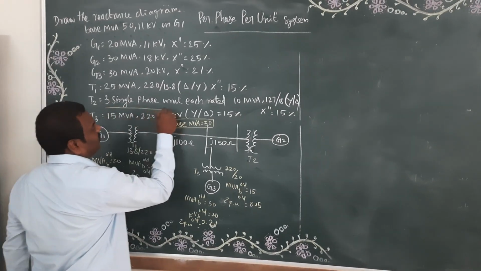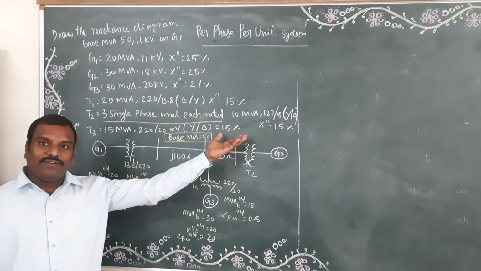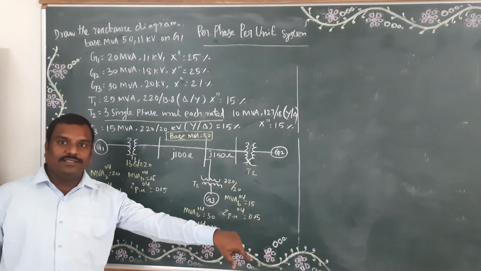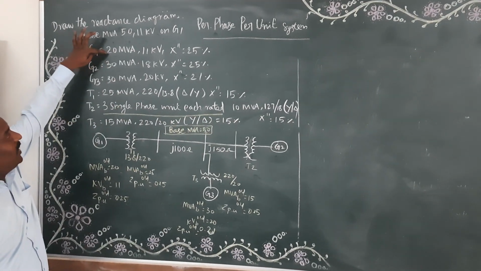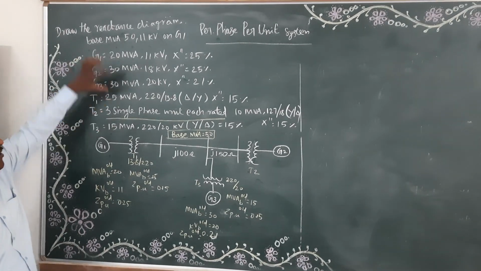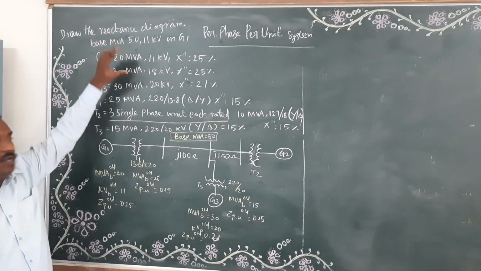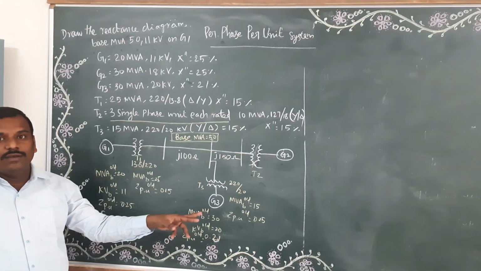3 single phase unit each rated. So they are clearly specified that the values given are corresponding to single phase. So you have to convert it into 3 phase. All the given values for generator 1, generator 2, generator 3, transformer 1 and transformer 3, all the values are corresponding to 3 phase. Only transformer 2 values are single phase. We need to convert it into 3 phase.